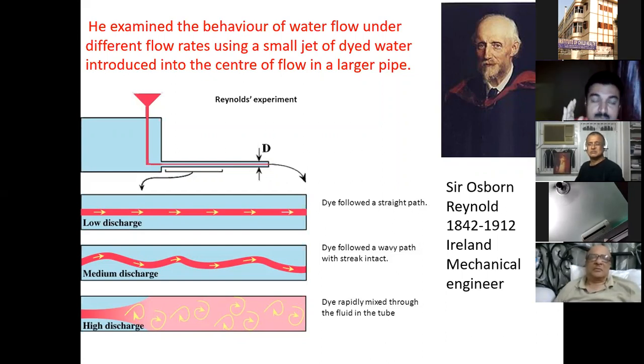So which one is turbulent flow, which one is laminar flow, it depends on the amount of discharge. If it is high, it will cause turbulence. If it is low, it will cause no turbulence. It will follow all the properties of streamline.